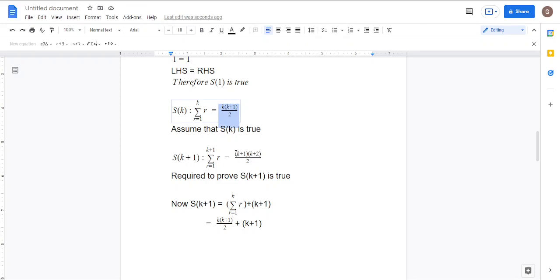So what we're trying to get to is this right here. As long as we can show that this is equal to this, then we've proven that it is true. So the next step, we'll just simplify. We made the substitution, now we're simplifying.